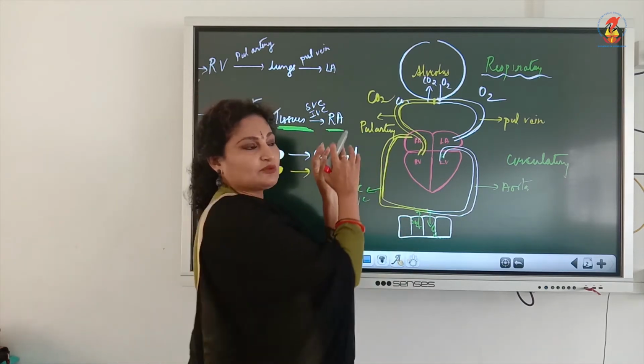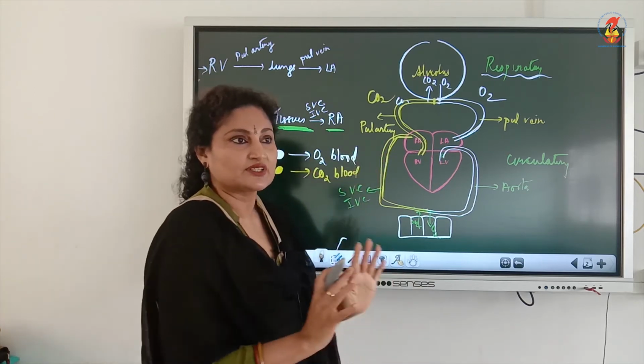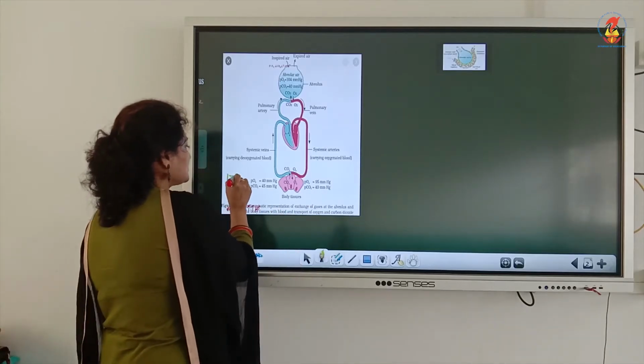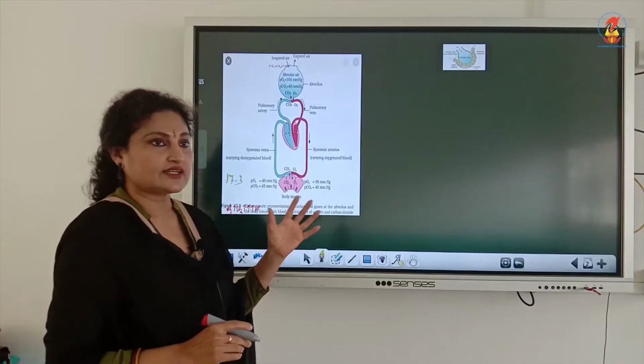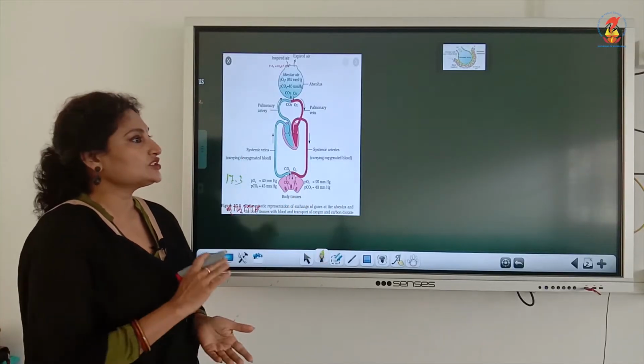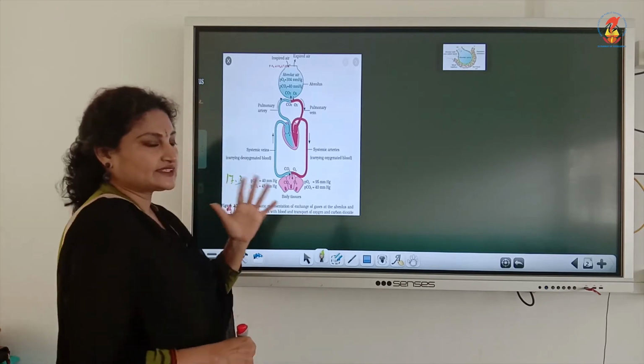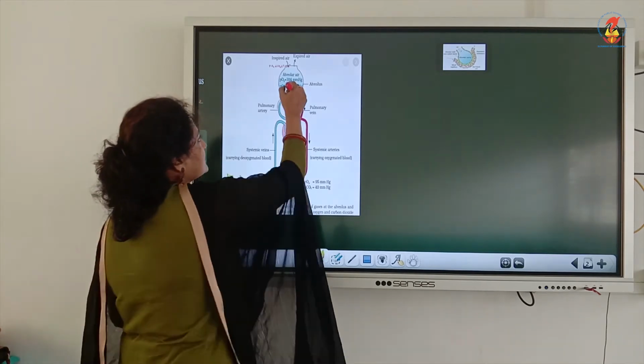All the 5 steps can be incorporated in this, and the entire chapter can get over also. Okay, children, this is the textbook diagram, figure 17.3. You have to refer to it, where again the diagram is well represented, associating the two systems, respiratory system and circulatory system. Now, bringing in the 5 steps. The first step is breathing. Here occurs breathing.